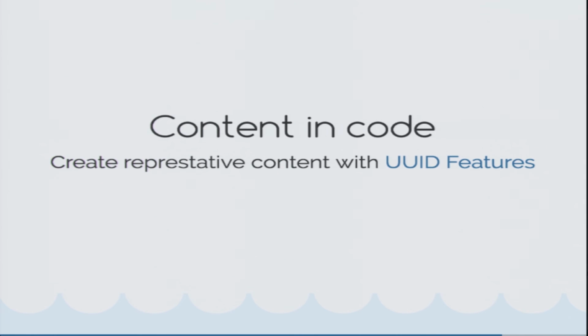Instead, work with your client to do a card sort on their existing content, and then try to come up with representative content that matches all the features that they expect to have on their site. Then put that content into code. With Drupal 7, you can do this with UUID features. Drupal 8, it's still a little bit undefined, but it's easy to actually do that with raw code.